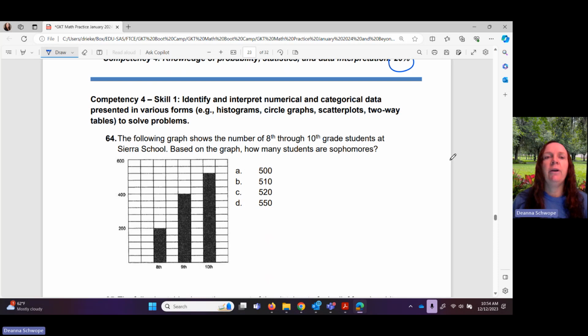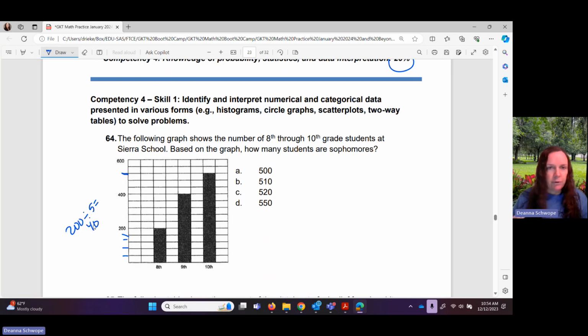So here we have a graph. Following graph shows the number of 8th through 10th grade students at Sierra School. Based on the graph, how many students are sophomores? We know that sophomores are 10th grade, so we have to see what this is. First thing you're going to want to do is figure out what is the scale of the graph. So how much is this going up by each time? So if I take 200 and divide it by 1, 2, 3, 4, 5, I get 40. So it is going up by 40 every time.